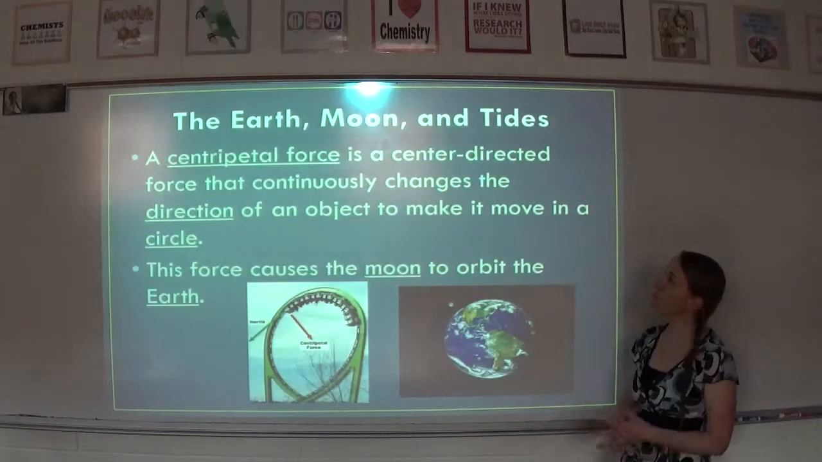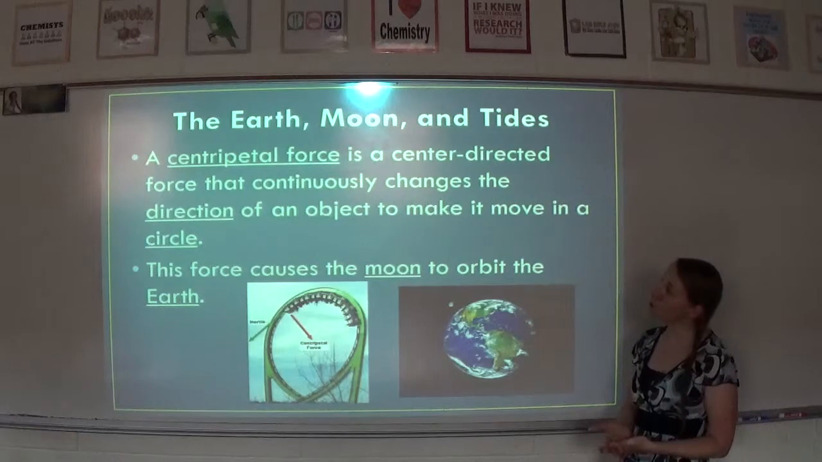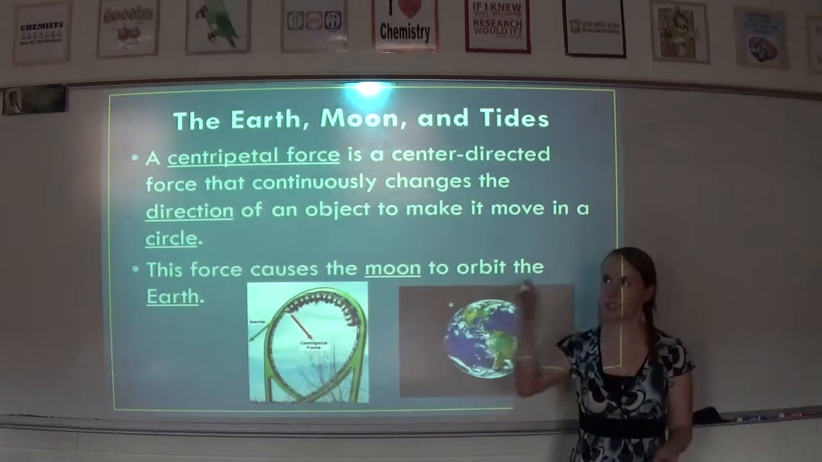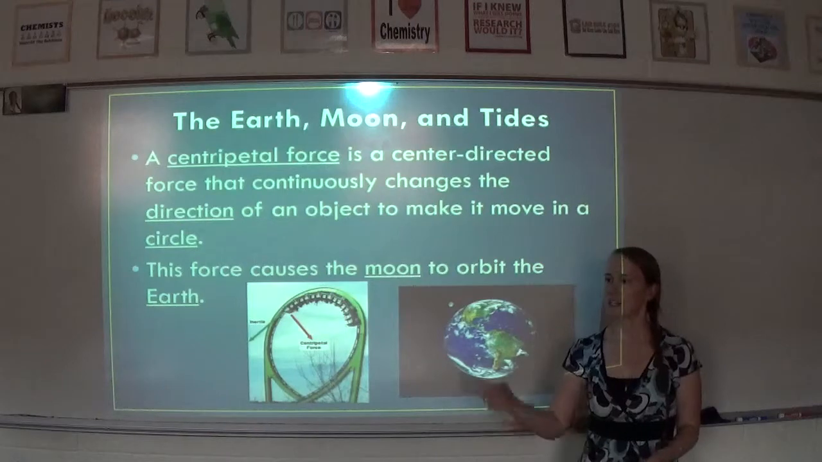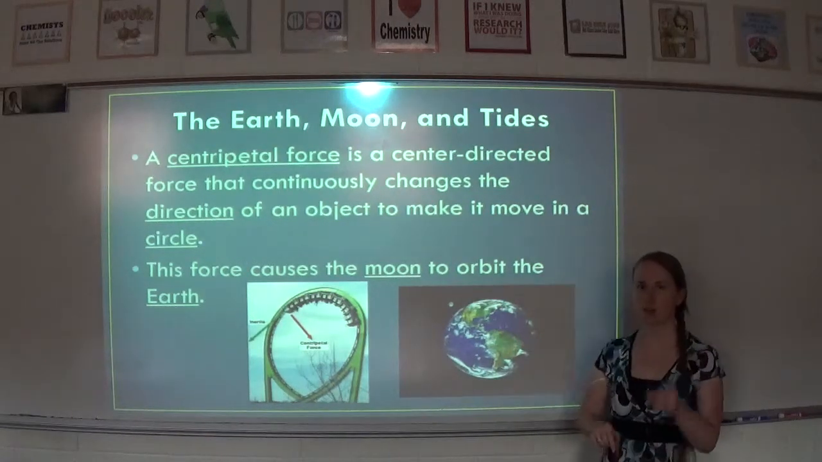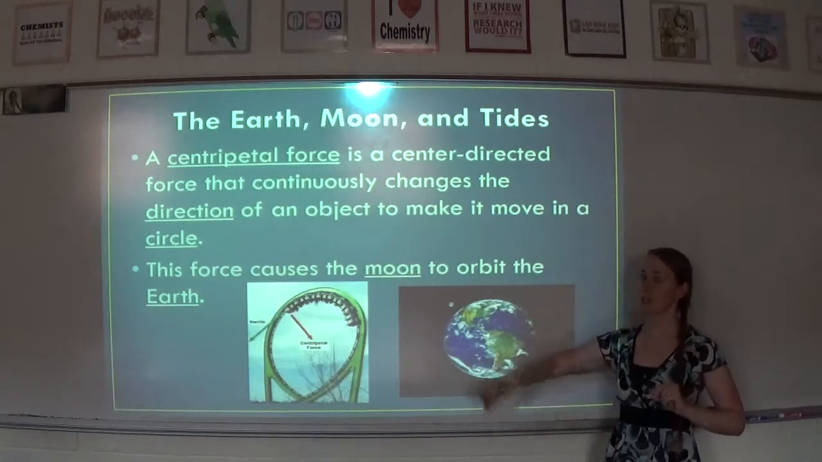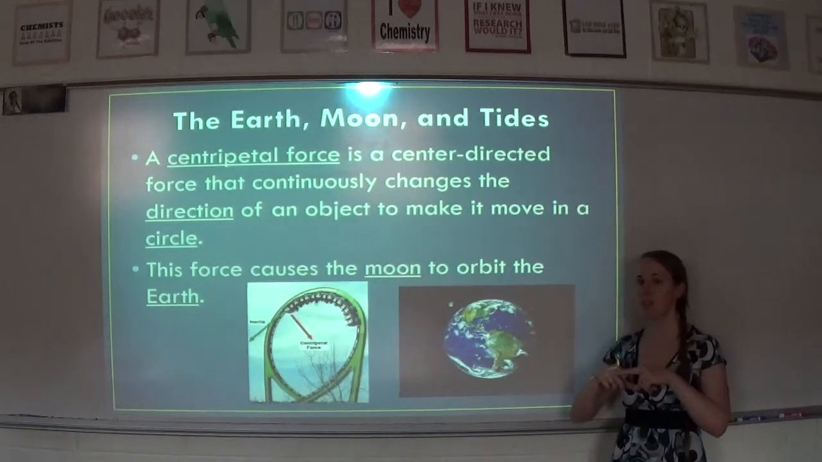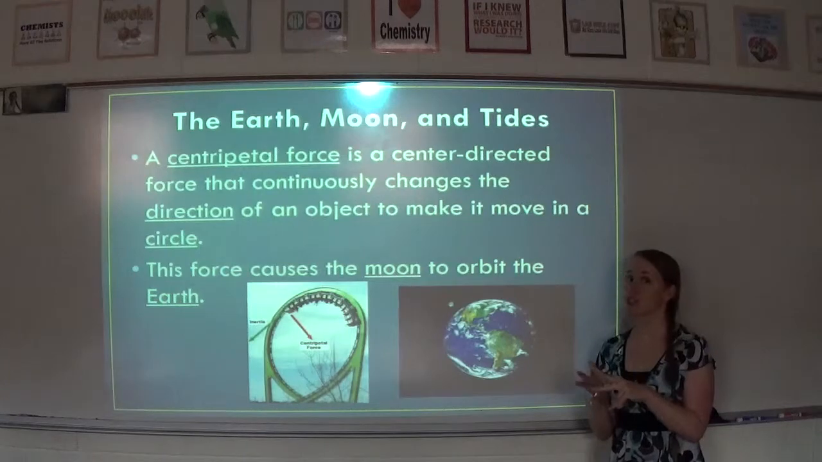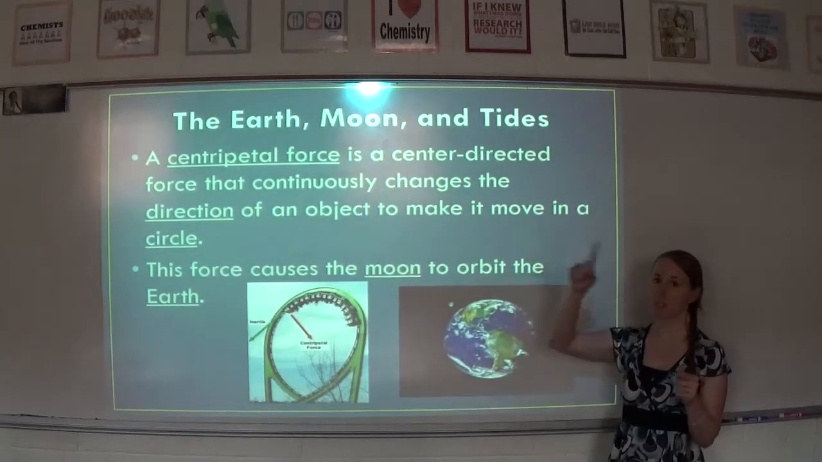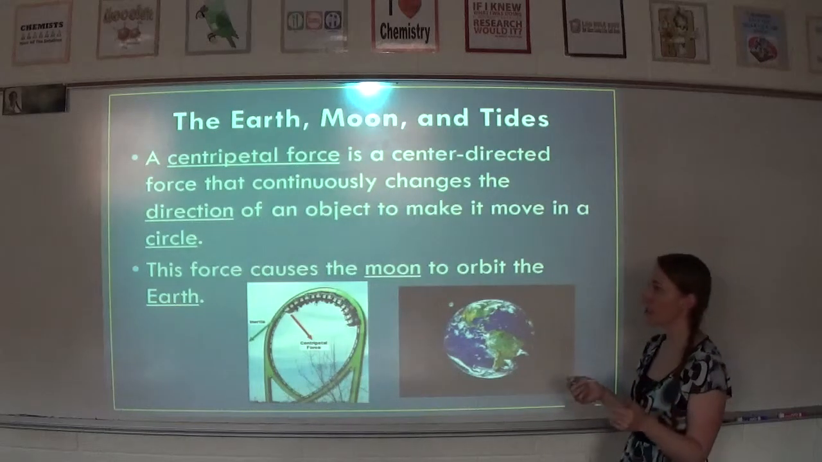The centripetal force is a center-directed force that continuously changes the direction of an object to make it move in a circle. Think about if you had something attached to a string and you spin it around and around. It's constantly changing direction. Now, real quick, that means it's accelerating, even if you don't speed it up. Remember, acceleration is a change in speed or velocity or direction or both. So centripetal motion is constant acceleration because you're constantly changing direction.